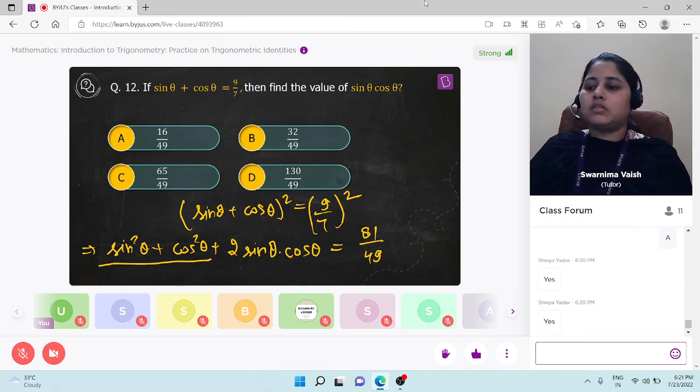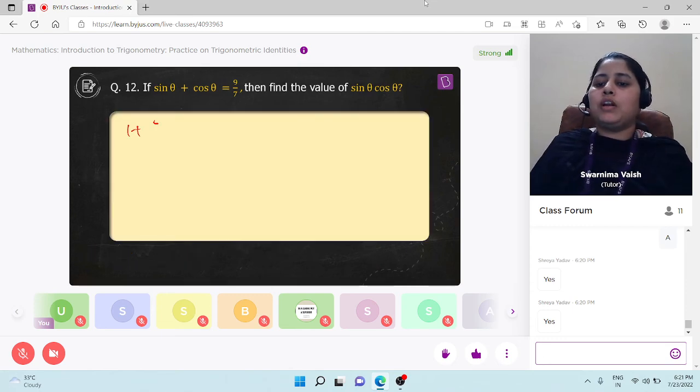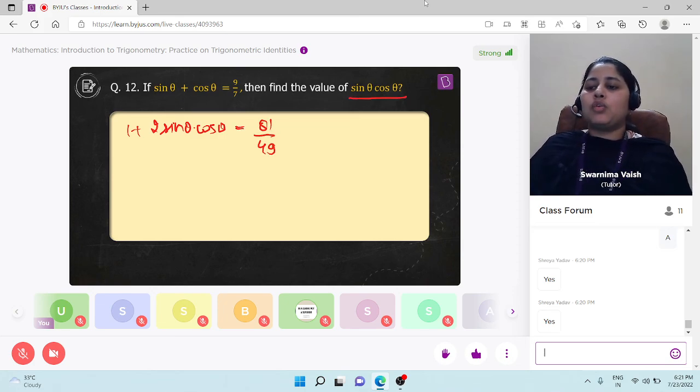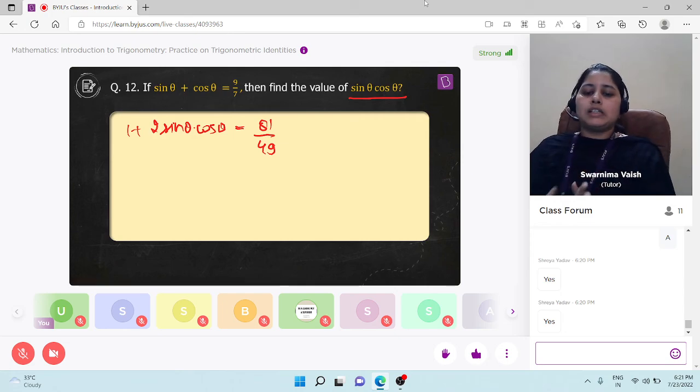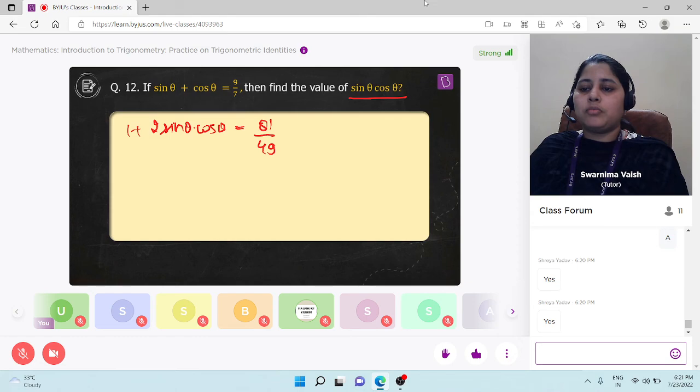It means 1 plus 2 sine theta into cos theta will be equal to 81 by 49. What will sin theta into cos theta be? Students, try to solve this and tell me the answer. Sin theta into cos theta from here.